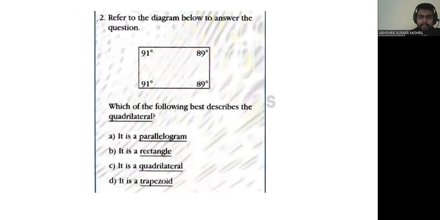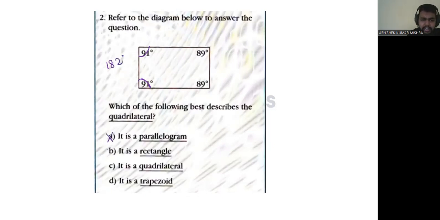What is this? Is this a parallelogram? The answer is no. The adjacent angles make 180 degrees in a parallelogram. So these are also adjacent angles. Are they making 180 degrees? The answer is no. They are not making 180 degrees at all. It will make 182 degrees. So therefore, this is not a parallelogram.